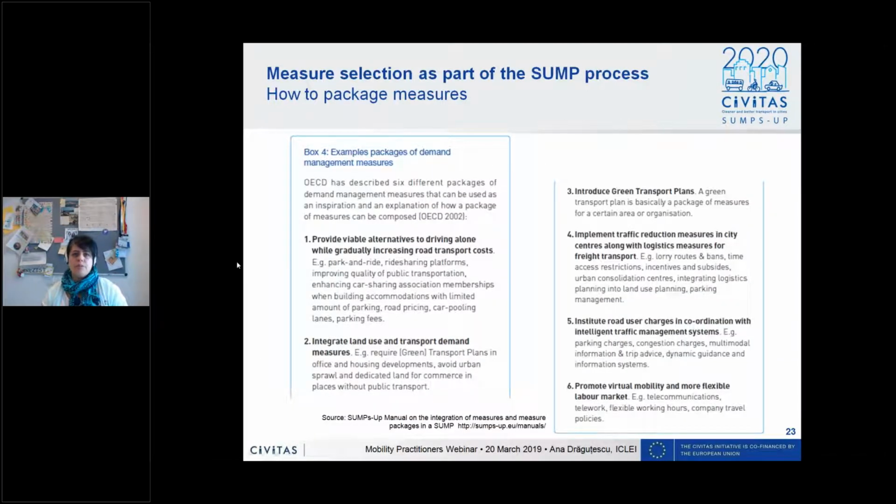A few other examples, OECD has also described 6 different packages of management measures that can be used as inspiration. I will not read them through because I'm already behind the schedule with my presentation, but you can find them in the manuals, and you can consider them a source of inspiration for listing the measures and also packaging them.